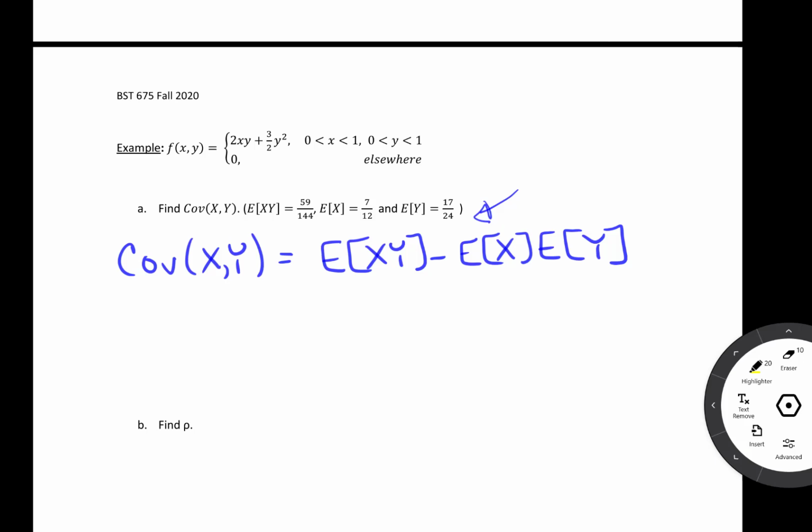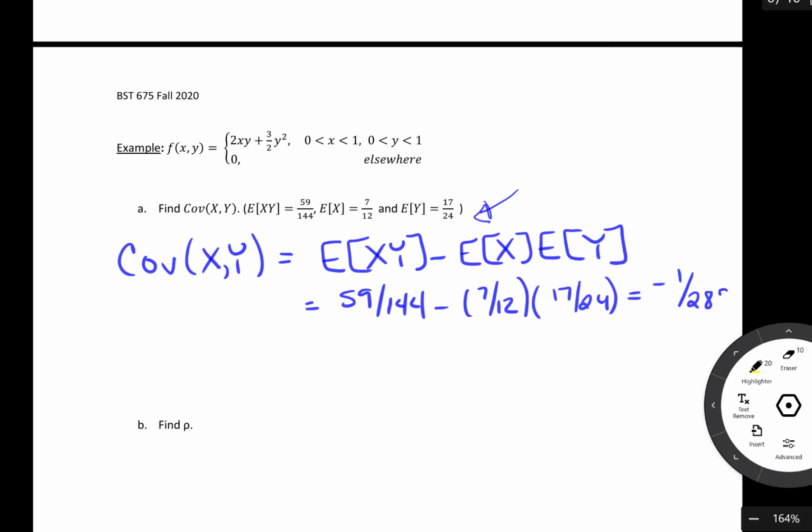So we can plug in these values that we have. This is equal to 59 divided by 144 minus 7 divided by 12 times 17 divided by 24, which is equal to -1 divided by 288. Notice this is very close to 0, but they are still dependent. If you go back and look at our previous notes, you'll see that we talked about this when we talked about the idea of independence in the previous note set.